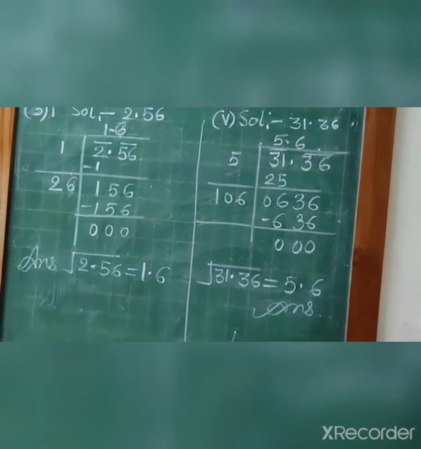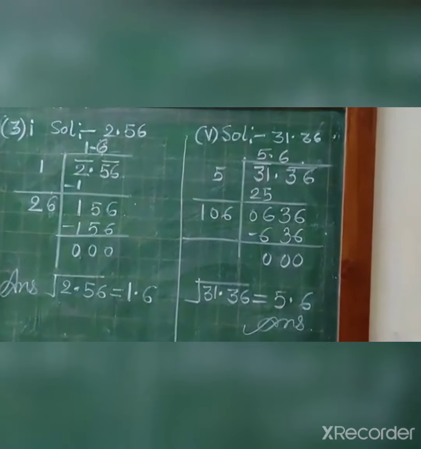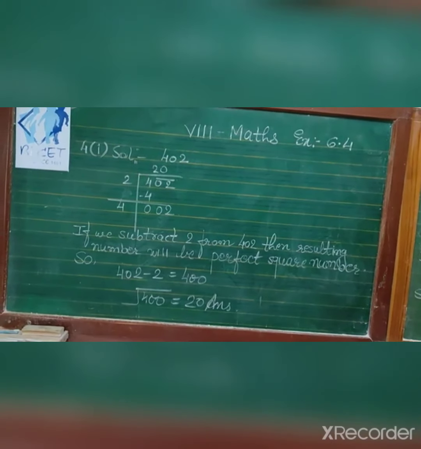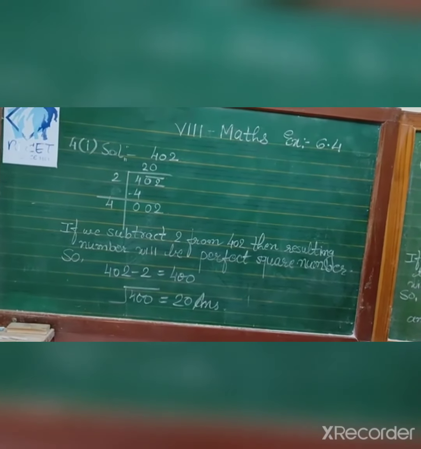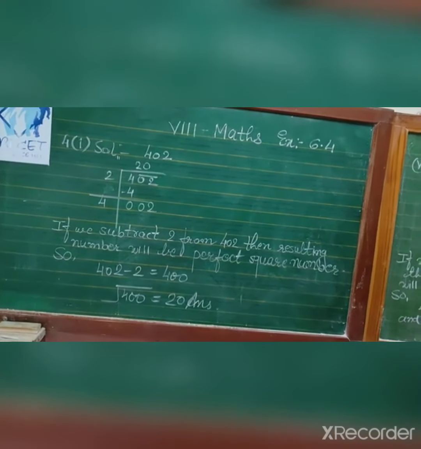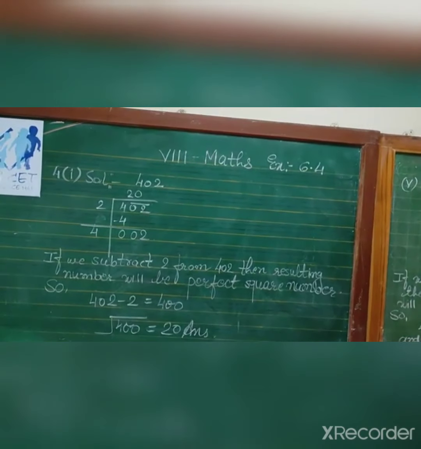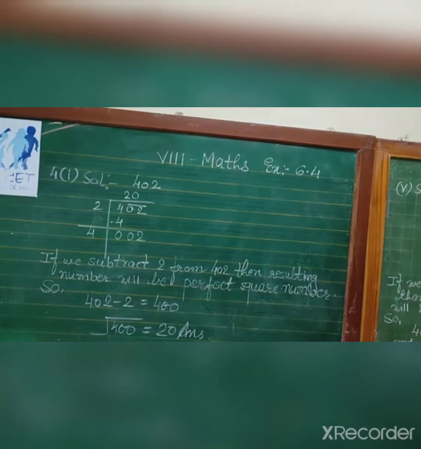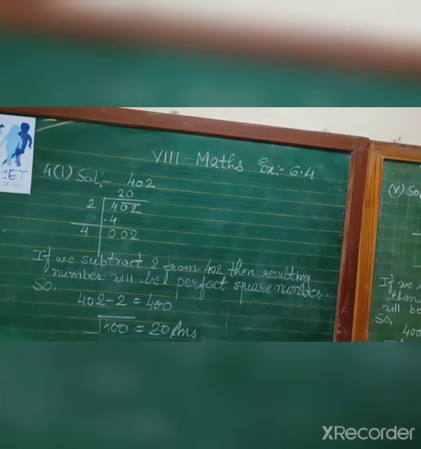Rest of the questions you will solve yourselves. Okay. Now next question: find the least number which must be subtracted from each of the following numbers so as to get a perfect square. Also find the square root of the perfect square number so obtained.